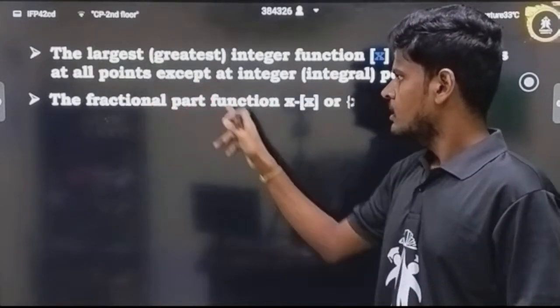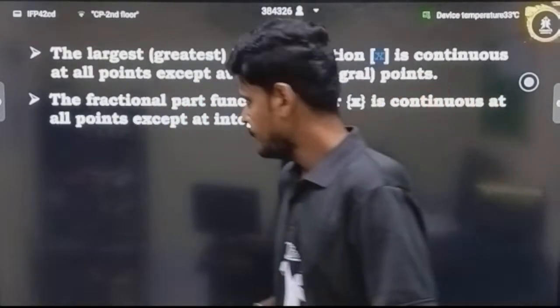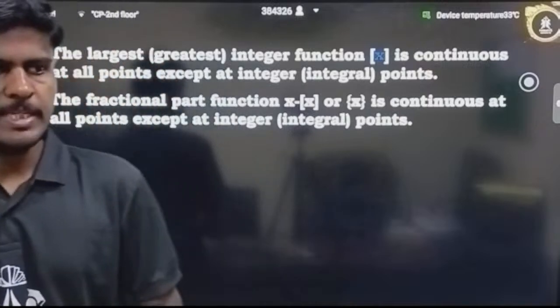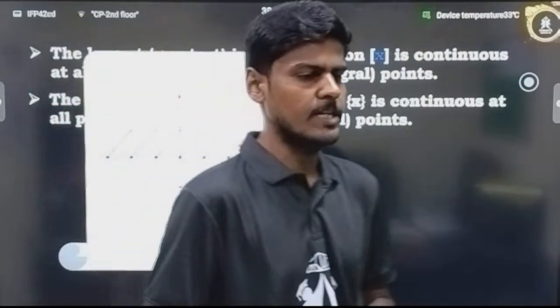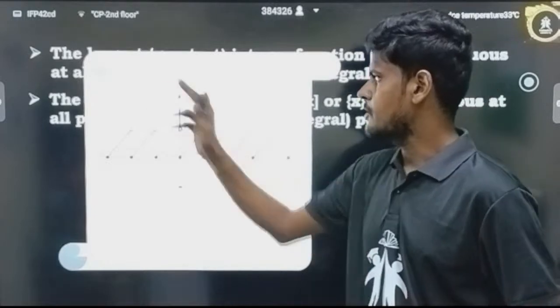Second, the fractional part function is also discontinuous at integral points. Now what is the graph of fractional part of x? Fractional part of x has its domain in all real numbers and range in 0 to 1.